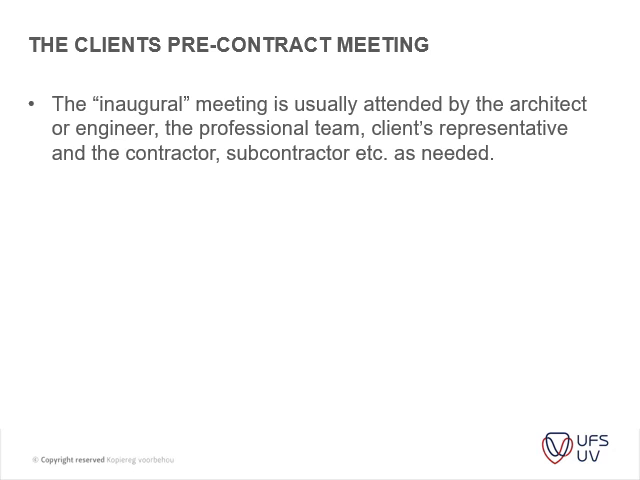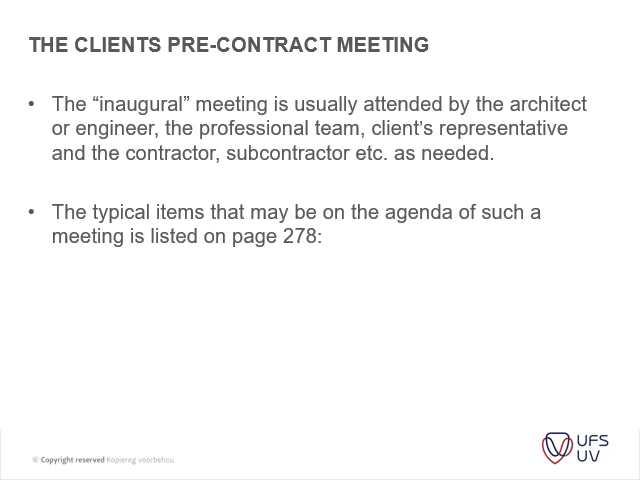Okay, then you've got the inaugural meeting, which is usually attended by the architect or engineer, the professional team, the client's representative, and so on. This is that long, interesting meeting that I spoke about during the lectures, where you go through a basic checklist: who's who on the project, who's the health and safety guy, who's the site agent, who's the contracts manager, etc. The typical items that may be on the agenda in this meeting are given on page 277.